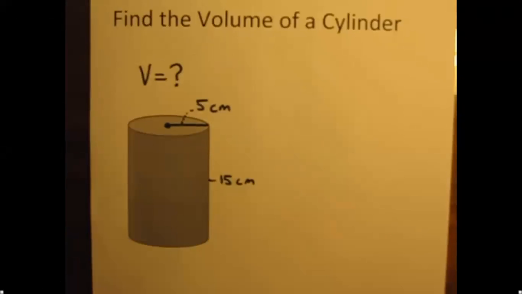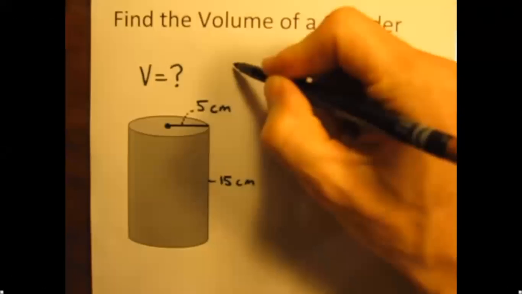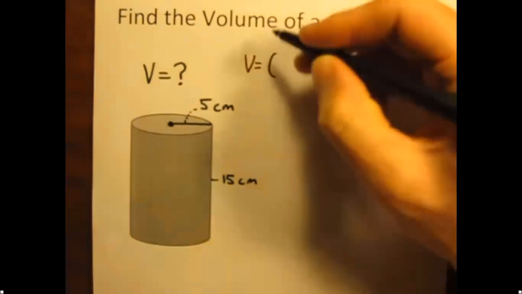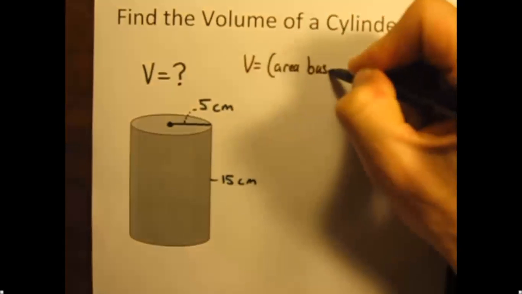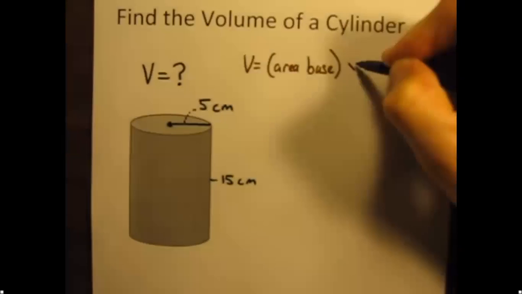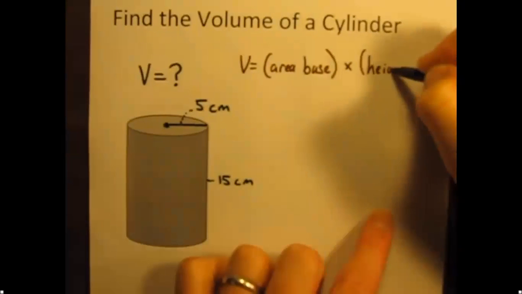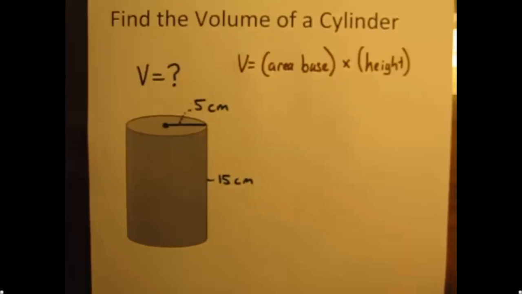When you calculate the volume of a cylinder, the formula is actually very similar to the formula for the volume of a prism, which I did in a previous video. But the formula we're going to start out just like this. The volume is equal to the area of the base times the height. The area of the base times the height.